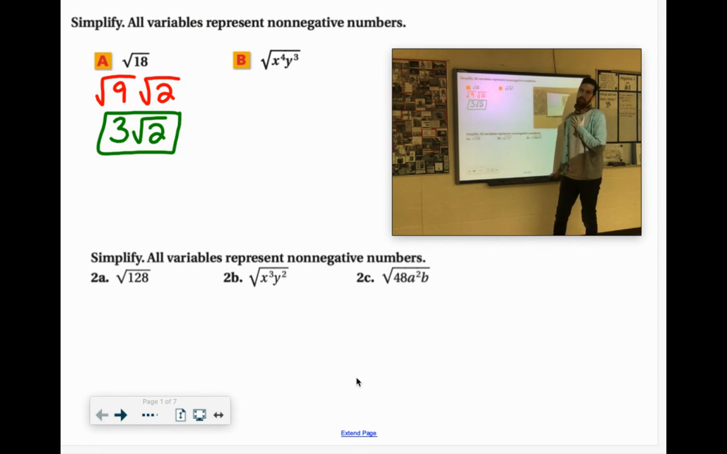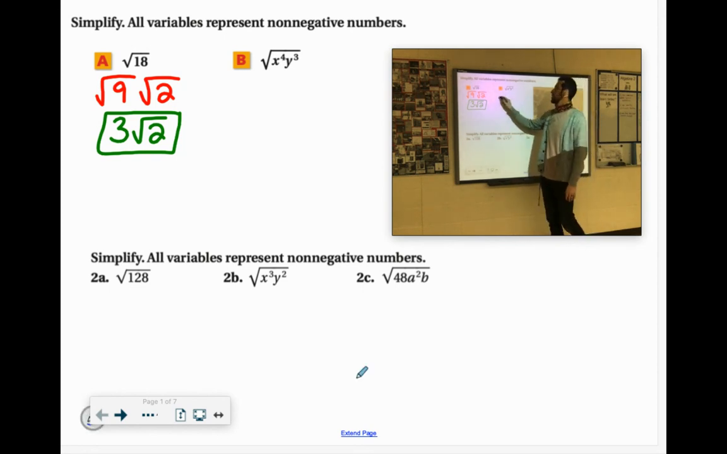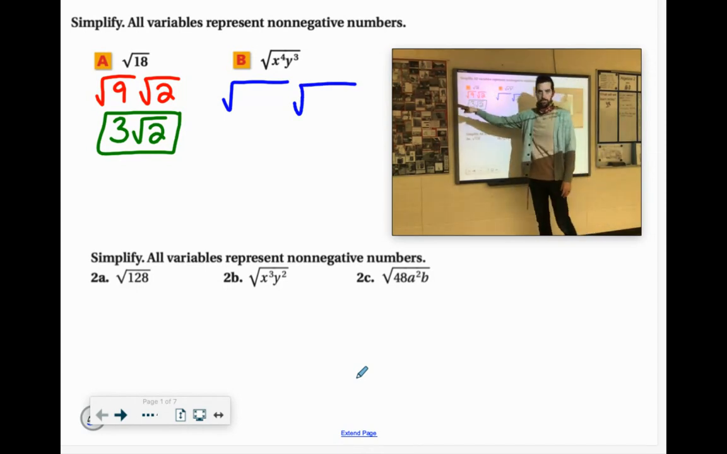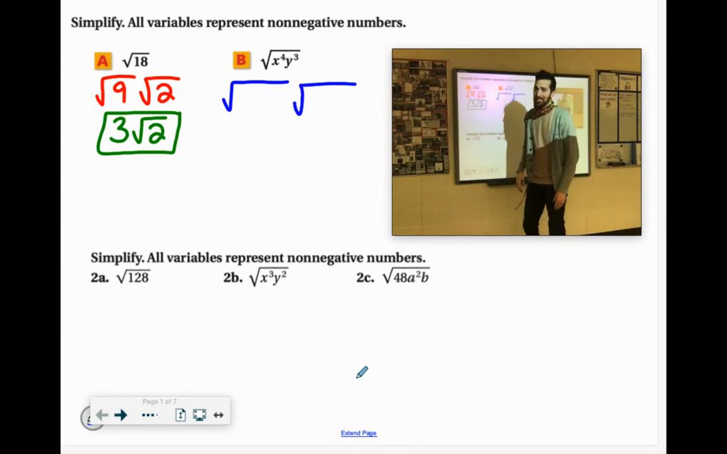Oh boy, variables, come on. Here's the deal. I split it up into 2 radicals. I put all the perfect stuff in one radical, so obviously you would be there. You get it?